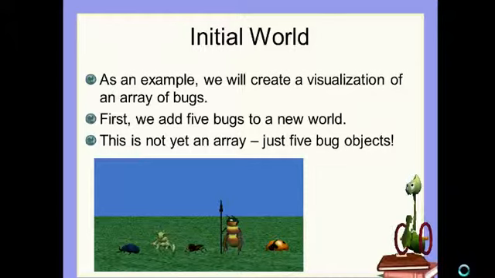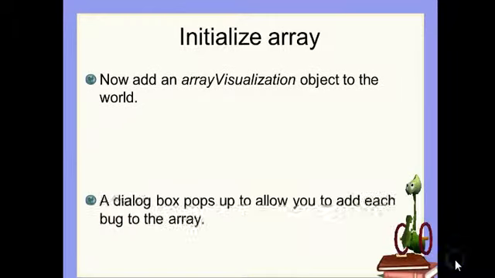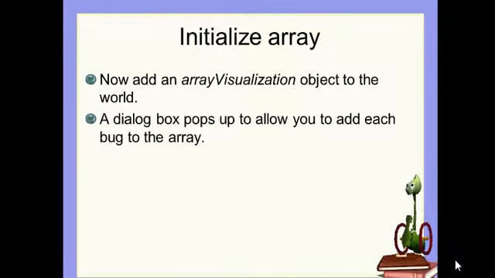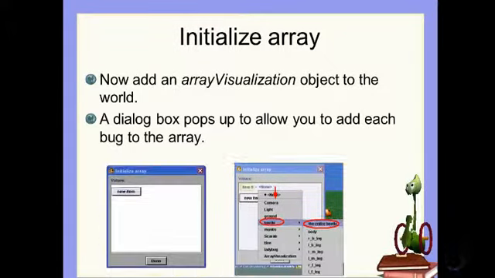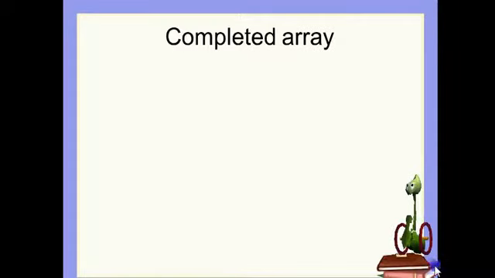So you add 5 bugs to the world. It's not an array yet, just 5 bugs. And then you're going to initialize the array. It's a lot like making a list. So you add the object, a dialog box is going to pop up, and it lets you add the bugs to the array. So first you add the array, and then, as I said, this adds up. And just like with lists, item 0 is going to be the first thing, and you would stick in the beetle.